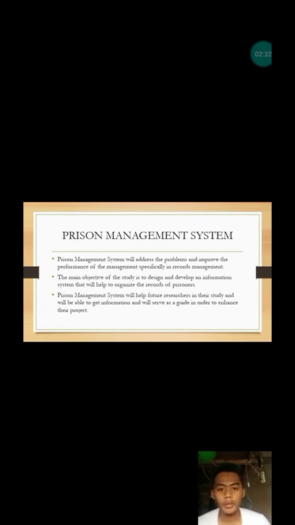Prison management system will help future researchers in their study and will be able to get information, and will serve as a guide in order to enhance their project. And prison management system also helps the researchers for their study, and through this they will get information to guide their project.